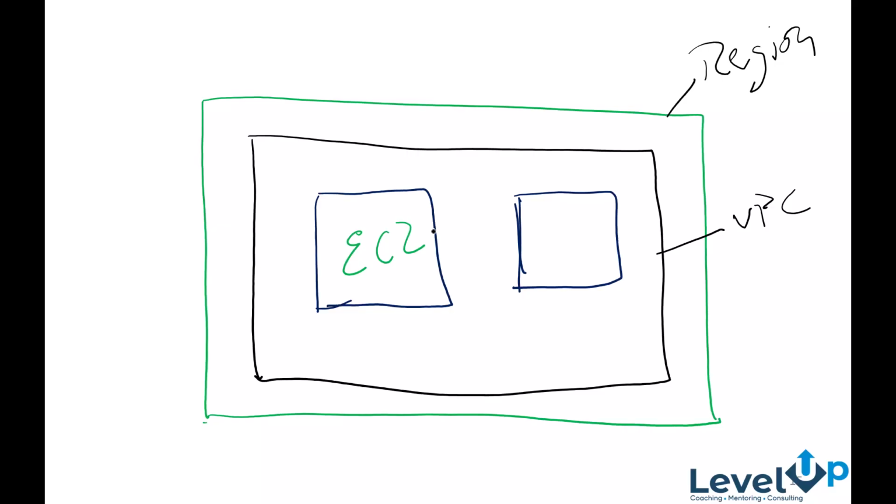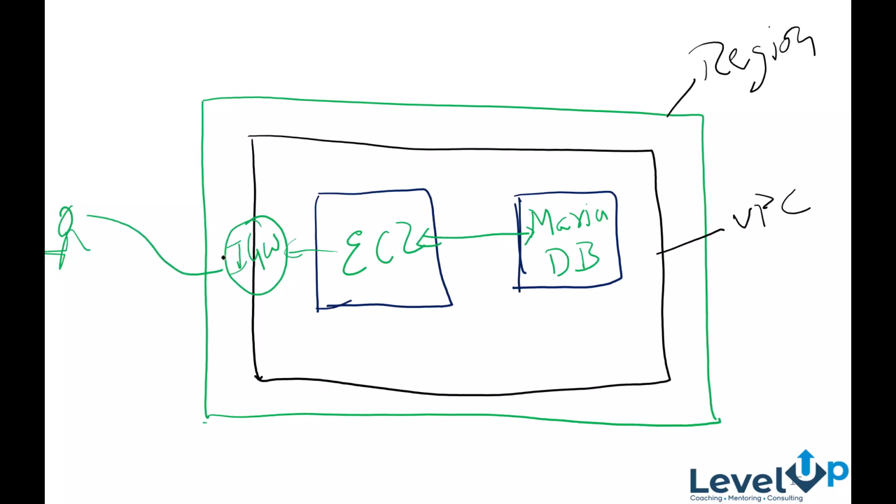And inside this, I'm going to create a MariaDB instance. Now this MariaDB is connected with this EC2 instance. And we'll have an internet gateway, and this EC2 instance will communicate with the users with the help of this internet gateway. That is the architecture.